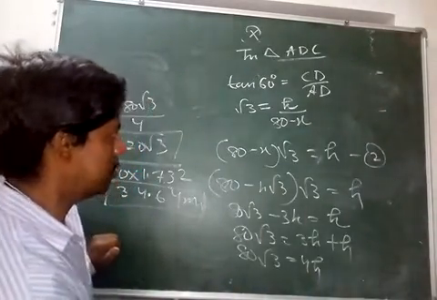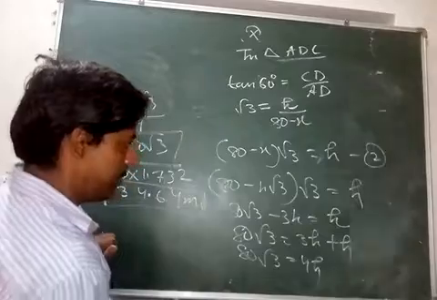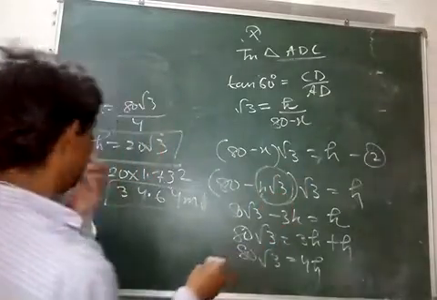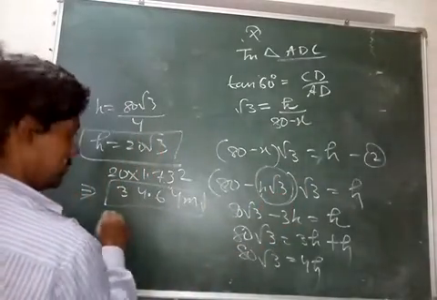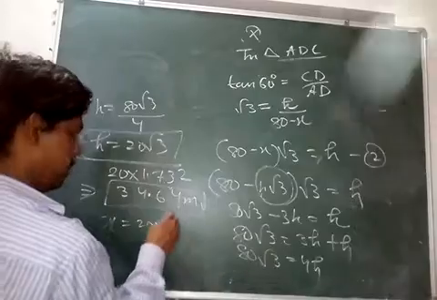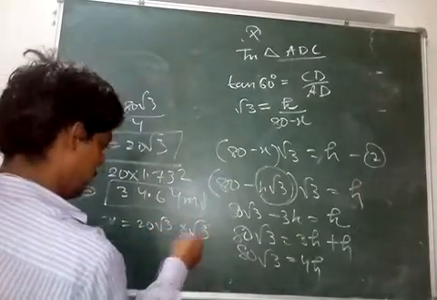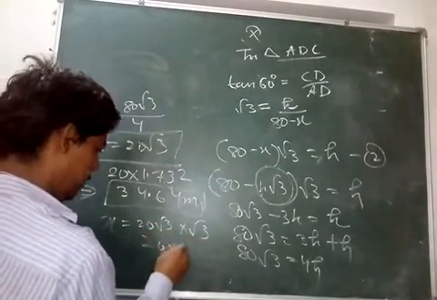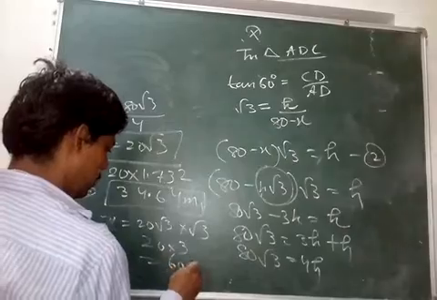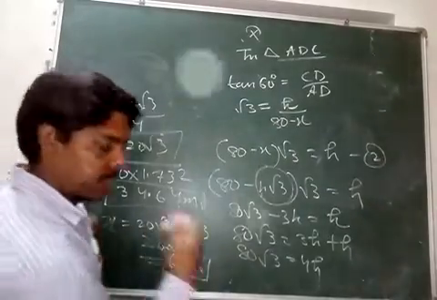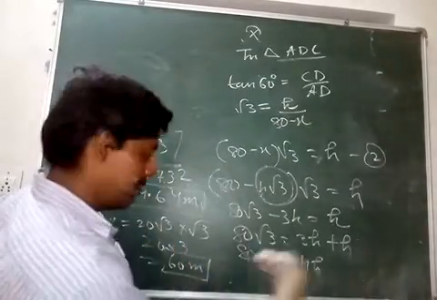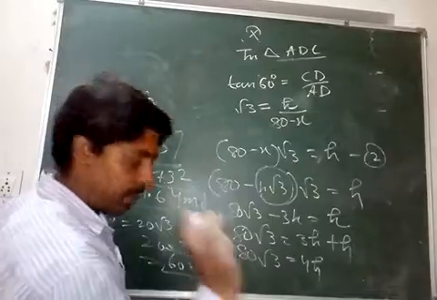And now suppose they are also asking the value of X. X is what? H root 3. So we are getting X is equal to 20 root 3 multiplied by root 3. This is 20 into 3, which is 60. So one of the poles is at a distance of 60 meters, which is further away, and the remaining distance will be 20 meters.